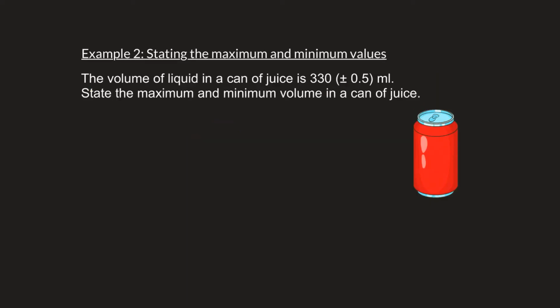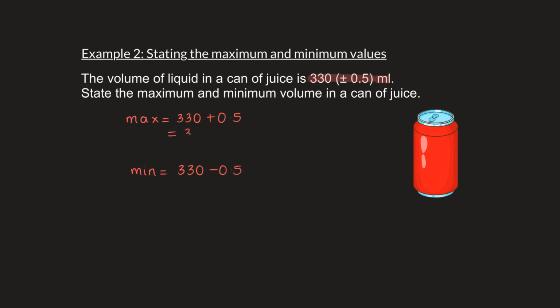For our second example, the numbers are slightly more difficult, but still quite simple. It says the volume of liquid in a can of juice is 330, and in brackets plus or minus 0.5 millilitres. State the maximum and minimum volume in a can of juice. So again, our key information here in this question is the 330 plus or minus 0.5. And what's slightly different about this question is that we now have a unit of measurement as well rather than just numbers. So we're still going to write max equals and min equals to represent our maximum and minimum values. For the maximum value, it will be 330 plus 0.5, and the minimum value will be 330 subtract 0.5.